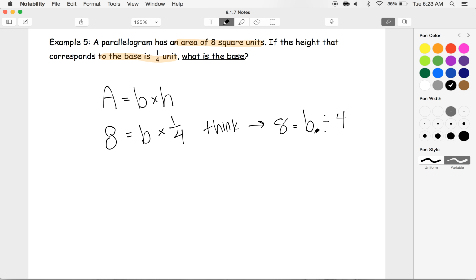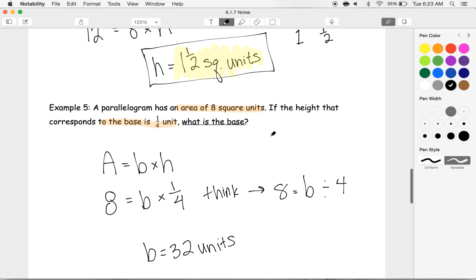Well, what if, let's think, is 40 divided by 4 8? No, that's a little bit too big. Is 39 divided by 4 8? Nope, still too big. Well, 38 divided by 4? No, you have to keep thinking until you find something. So, we ended up figuring out that 32 divided by 4 is my base. So my base equals 32 units.